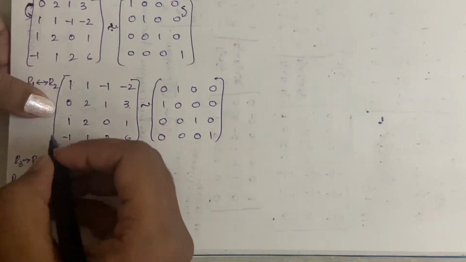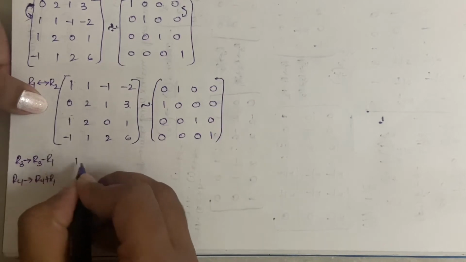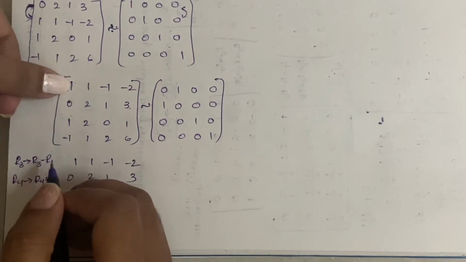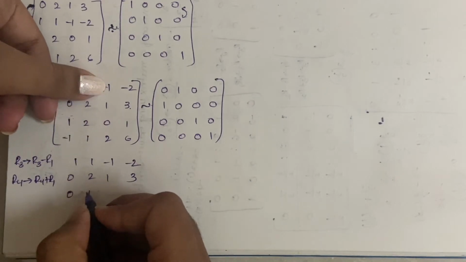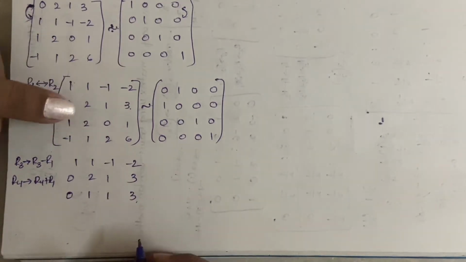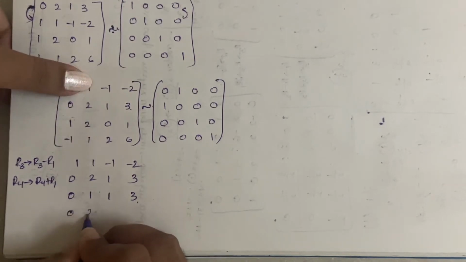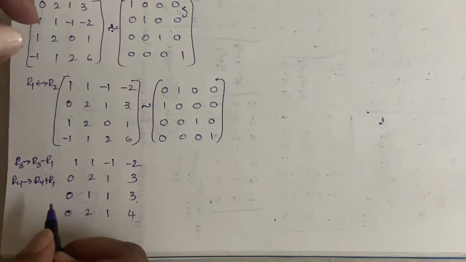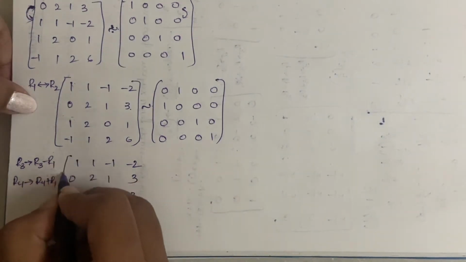Okay, so now let us see what updated matrix we get. R1 and R2 are the same, so write both of them as they are. R3 minus R1, right? 1 minus 1 is 0, 2 minus 1 is 1, 0 minus of minus 1 is 1, 1 minus of minus 2 is nothing but 1 plus 2, which is 3. Okay, next, R4 plus R1, right? Minus 1 plus 1 is 0, 1 plus 1 is 2, 2 minus 1 is 1, 6 minus 2 is 4. So let me check. Okay, 0 1 1 3, 0 2 1 4. Fine. So we are done with this.